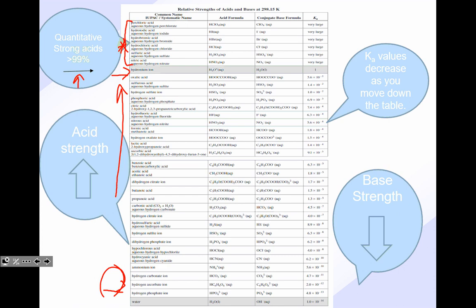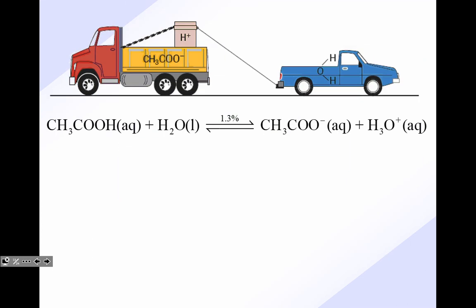For your base strength, it's opposite. Bases increase as you go down. So this is your strong, okay, all right, whatever. The very bottom one, OH minus, is your strongest base, and this is your weakest base, okay? Your Ka values, which we'll talk about next time, so don't worry about it. Ka values decrease as you move down the table. That becomes important later.